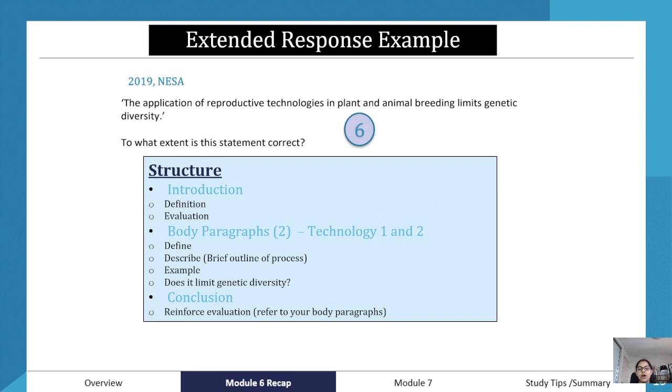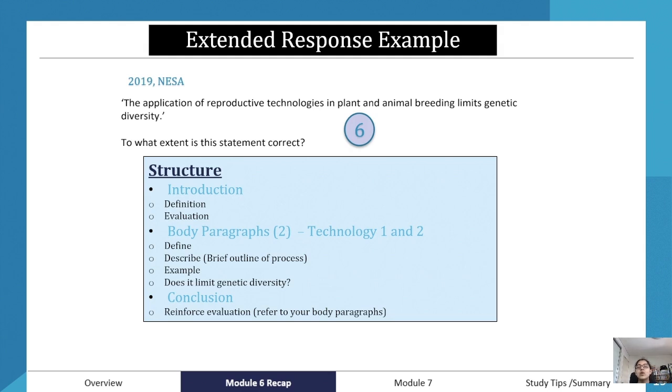If we've got a question like this, I would obviously want to have an introduction that gives me a definition of reproductive technologies and how they are being used in plant and animal breeding, and evaluation, right? So that is the part about how they're being used. Evaluate it for me, and through that, answer to what extent do you think this is true. Then in your body paragraphs, you are giving me examples and arguments to link back to your main contention and prove that, hey, you are right.